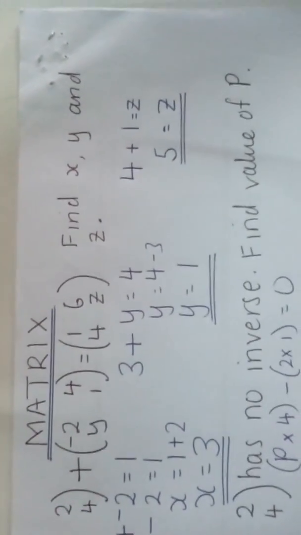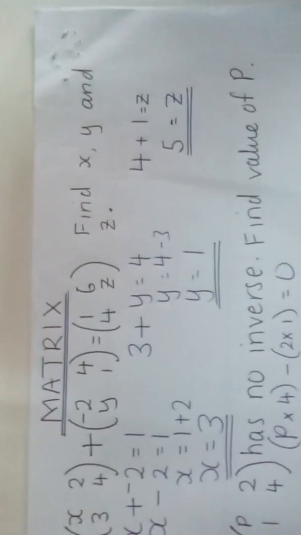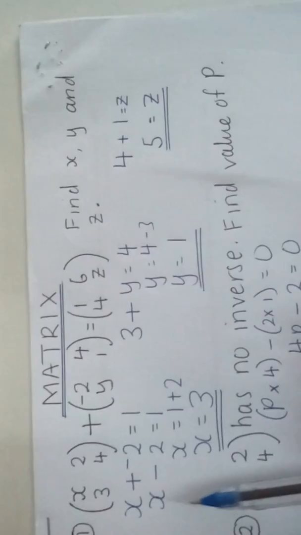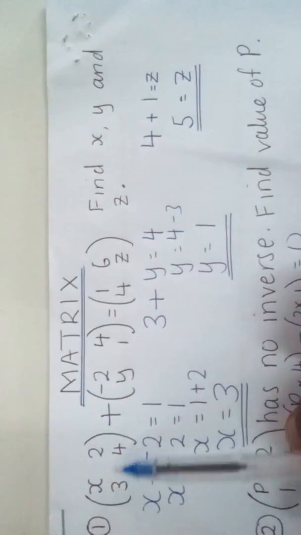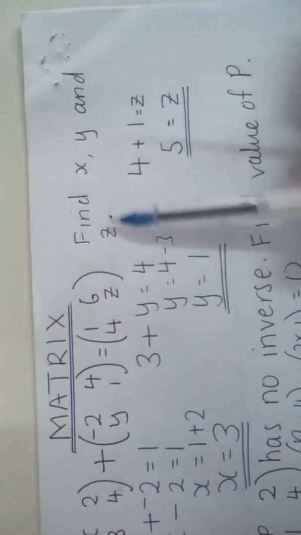We are going to look at matrix, and we have got a few questions that we are going to analyze. Now, when you look at the first question, it's about addition of matrix. We have a 2 by 2 matrix. We are going to add it to another 2 by 2 matrix. We are told to find the value of x, y, and z.